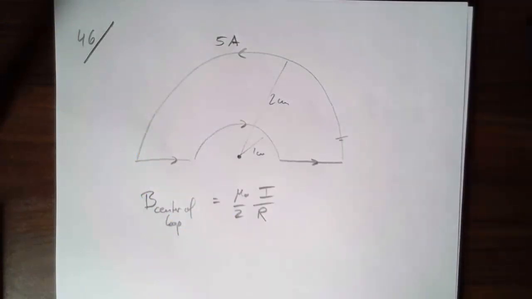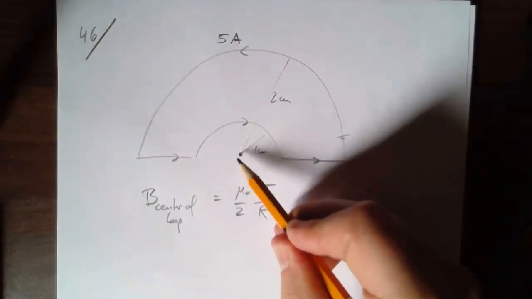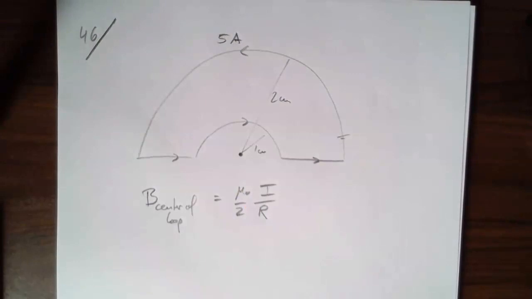We want to find the magnetic field here. Now, at this point, you're like, I have no clue how to do this. This is like a funny shape. Like, where to even start? All right, let's split it up.